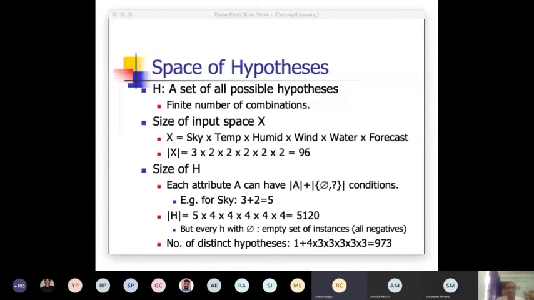Sir, sky equals sunny and sky equals not sunny are possibilities, right? No, that is not considered. One of them has to be true, no? Sky equals sunny and sky equals not sunny are two different hypotheses. Actually, sky equals sunny is your literal. Now it has two values, either true or false. Oh, got it, sir. Okay.